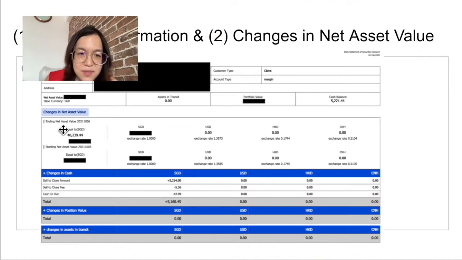So this is the account statement. First, there is the account information where you will find all your address and stuff like that, and then changes in the net asset value. All right, so what I have here is sell to close, because what happened was that on that day itself I sold off some UOB stocks, and at the same time I took out some money from my account to put it back into my bank. So I actually sold at this price for 5214, sorry, and then the sell to close fee is $5.56.